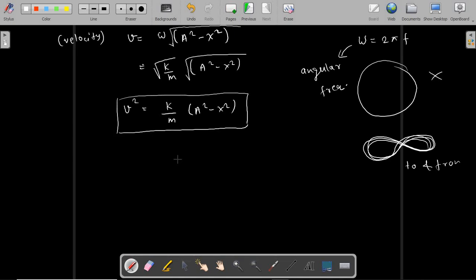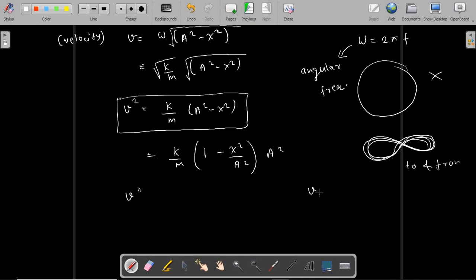So this is the formula of v square. Similarly, if you take k by m and take a square common, it will be 1 minus x square by a square. Can I write that? Yes, you can write it like that. A will be outside as a square, right? So that is v square.